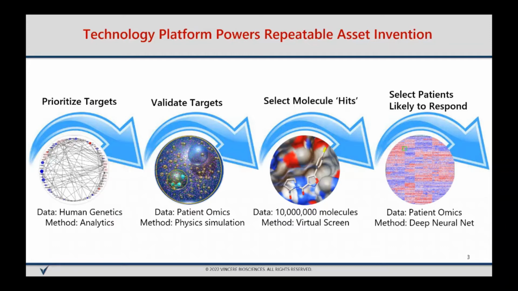The first is to prioritize targets, the second is how we validate these targets for human disease, third is how we select molecule hits that can modulate these targets, and finally how we select the patients who are most likely to respond to these drugs that we're developing.